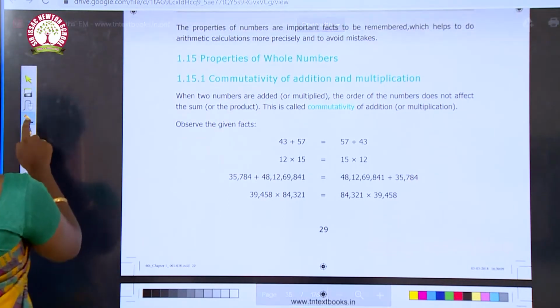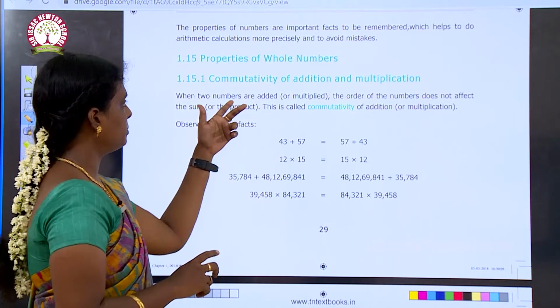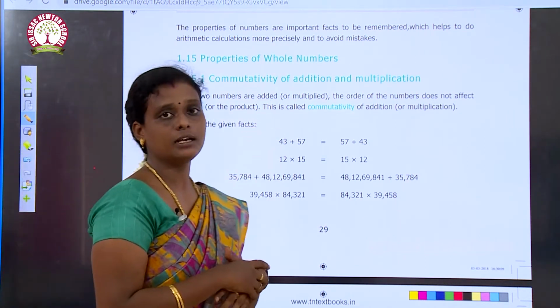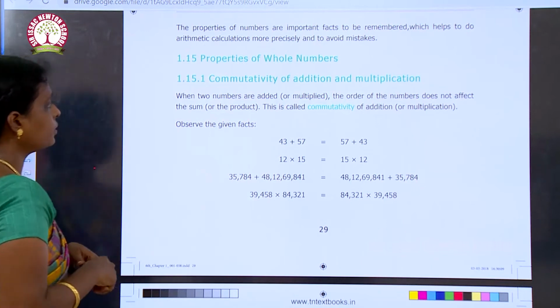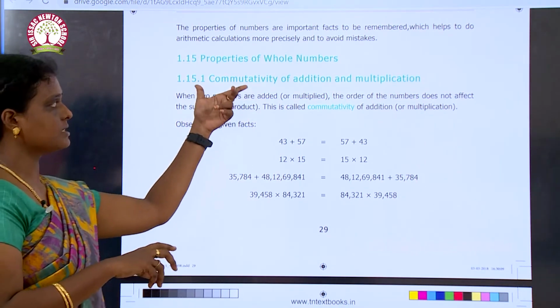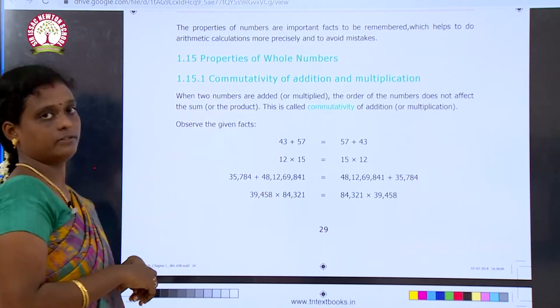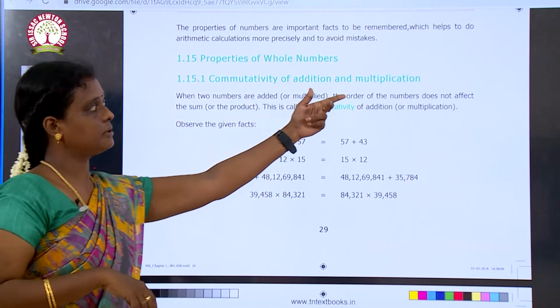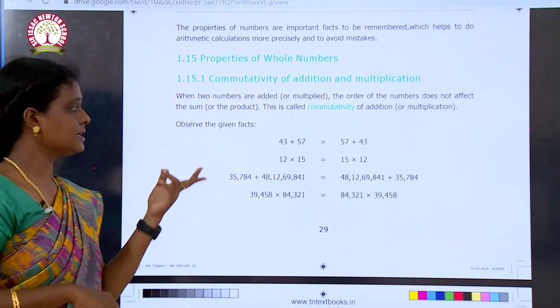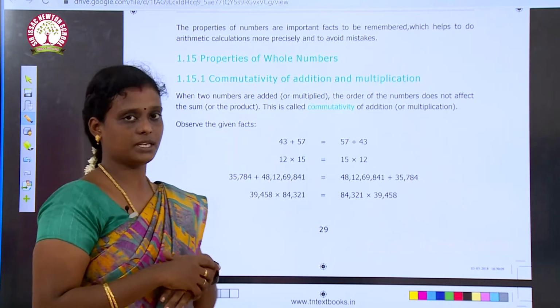Okay. So here are the properties of whole numbers. Commutativity of addition and multiplication. When two numbers are added or multiplied, the first property is the commutative property. So you can call it the commutative property of addition and multiplication.